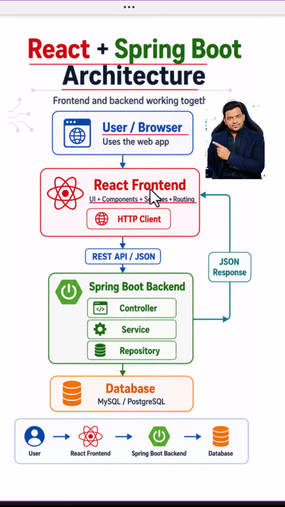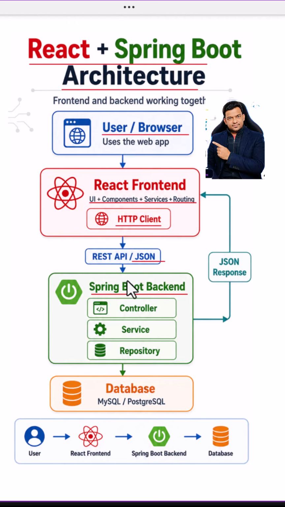For example, when the user opens an employee list page, React displays the page layout first. But the actual employee data usually comes from the backend. To get that data, React uses an HTTP client. The HTTP client sends a REST API request to the Spring Boot backend. React and Spring Boot commonly exchange data in JSON format.